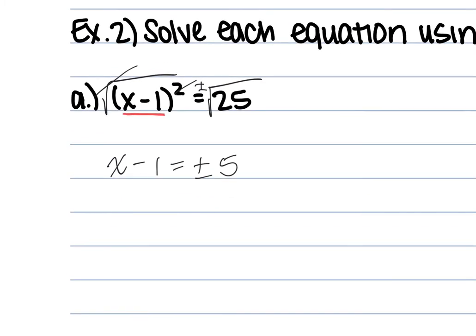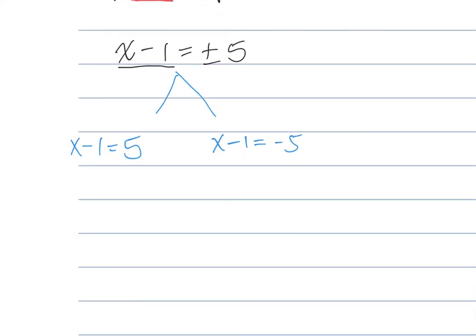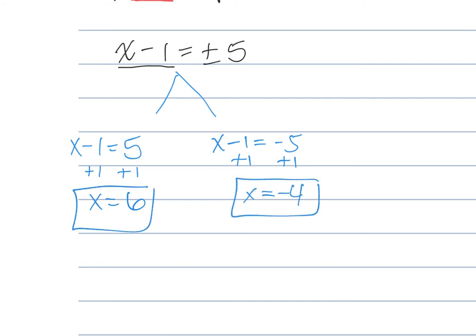Now, we know that our answer equals positive 5 and negative 5, but our answer is now x minus 1 equals that. So we have to write two different equations. One's going to be x minus 1 equals positive 5, and x minus 1 equals negative 5. Once we write both of those down, you know that you would just add 1 to both sides. X equals 6. Add 1 to both sides. X equals negative 4. So our two answers are 6 and negative 4.